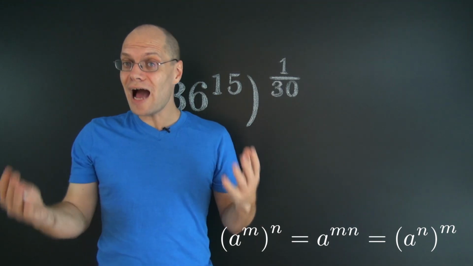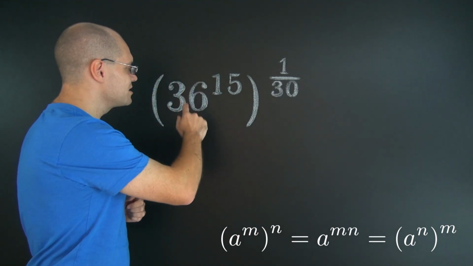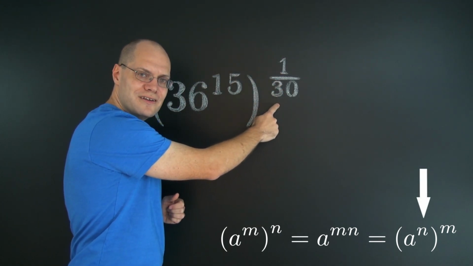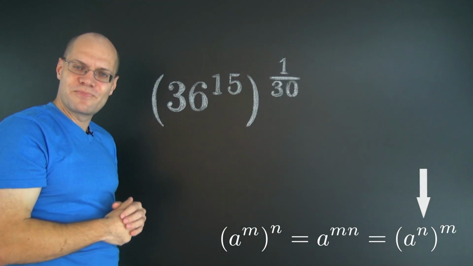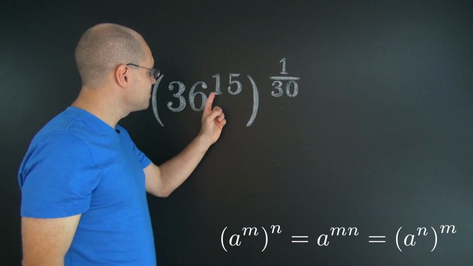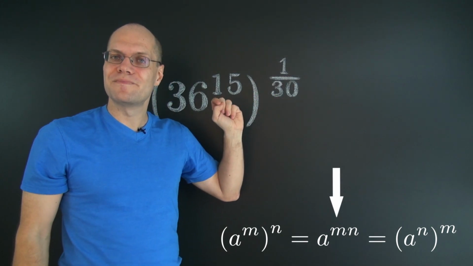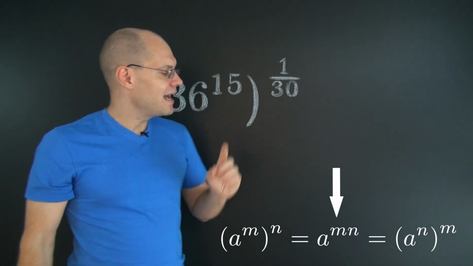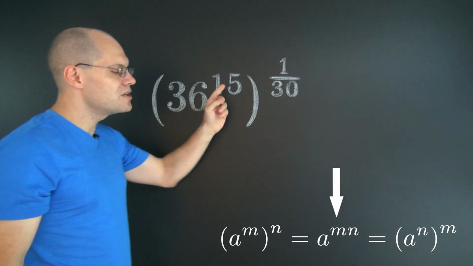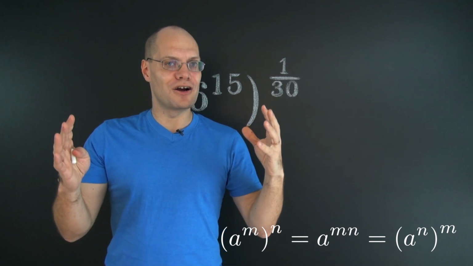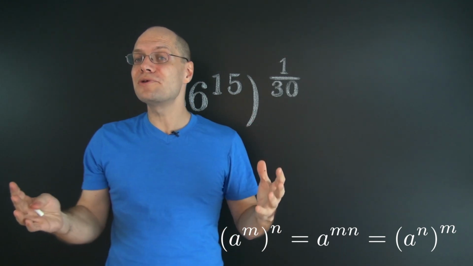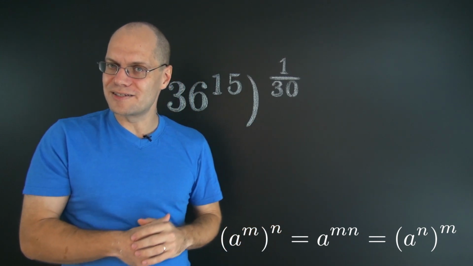Or we could do it in the opposite order. We could raise 36 to the power of 1 over 30, and then raise the result of that to the power of 15. Or we could multiply the exponents together. That yields 1/2. And then raise 36 to the power of 1/2. Now, all of these approaches are equivalent and will theoretically yield the correct result.